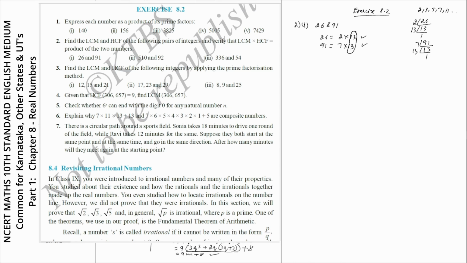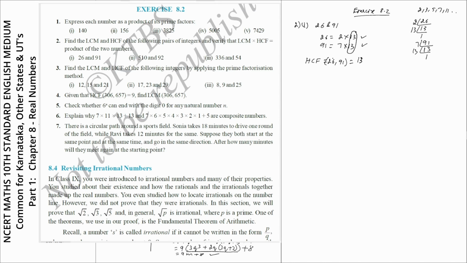So 13 is the common factor between 26 and 91. Therefore, HCF, what is HCF? Highest common factor. So the highest common factor is 13. HCF of 26 and 91 is equal to 13.